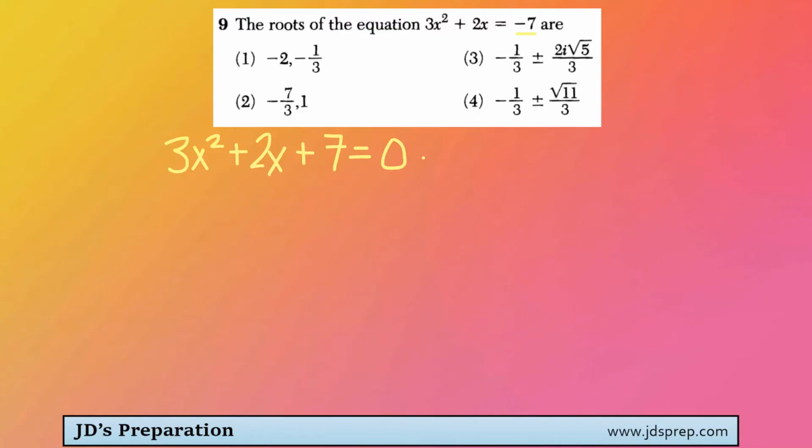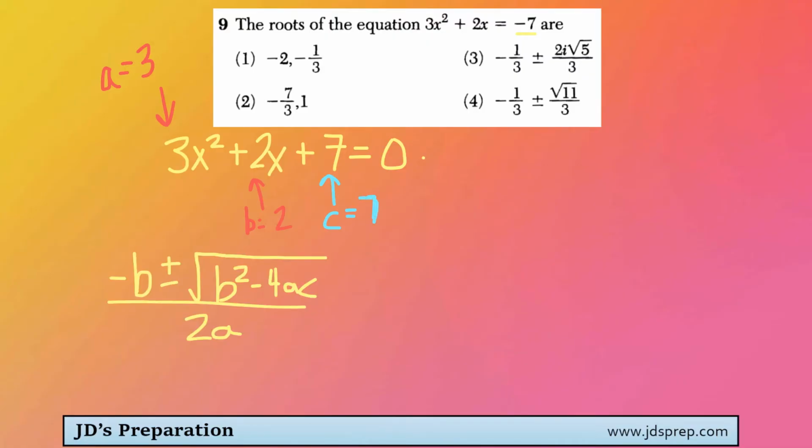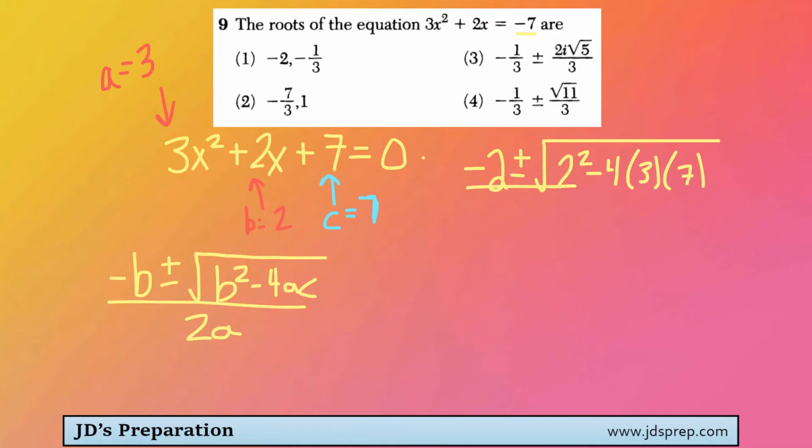So note that we have an a value of 3, a b value of 2, and a c value of positive 7. All right, so let's get started. I just wrote out the quadratic formula there in case you forgot. So negative b would be negative 2 plus or minus the square root of 2 squared minus 4 times our a value of 3 and our c value of 7. And that's all over 2 times a, which is 3.